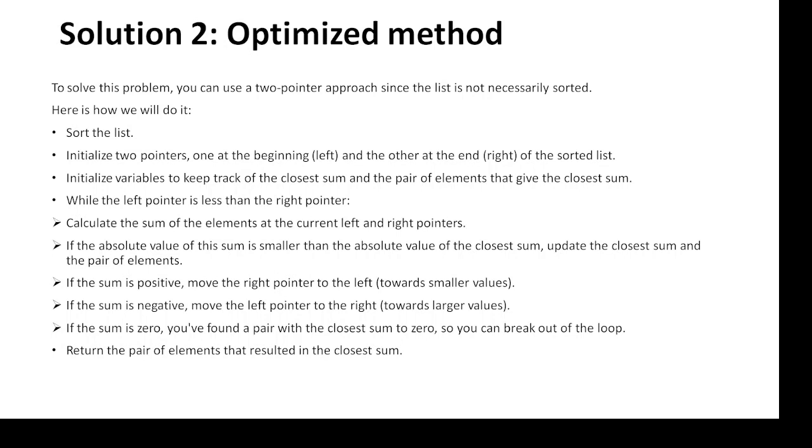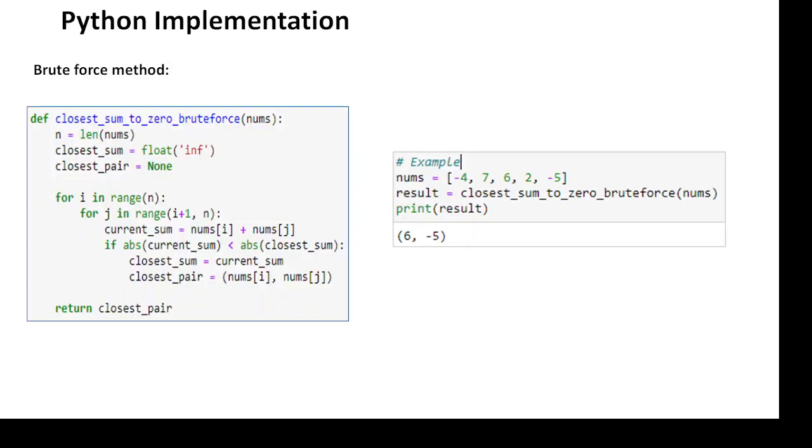So at this point of time we can break out of the loop, and we can print the closest pair, the values contained in the closest pair. Basically we are returning the pair of elements that resulted in that closest sum. So now going forward we will see the Python implementation of both the brute force approach and the optimized method. So first the brute force method.